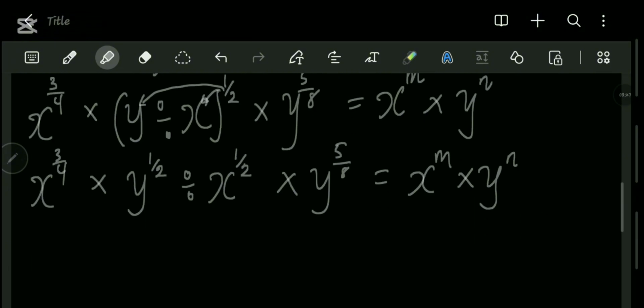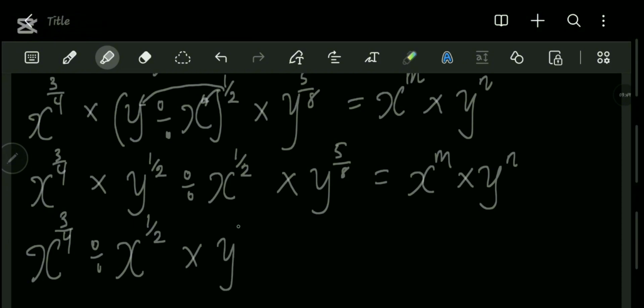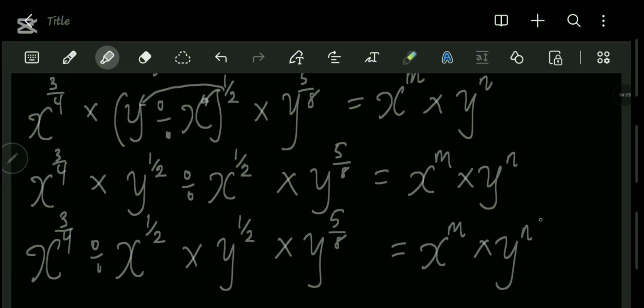From here, I can use a law of indices. Let me collect like terms here. This x and this x are like terms. So I'm having x raised to 3 over 4 divided by x raised to half, then multiplied by y raised to half multiplied by y raised to 5 over 8. So I just pick this x and this x and I put the division sign between them, then this multiplication sign and this for this. And that's equal to x raised to m multiplied by y raised to n.